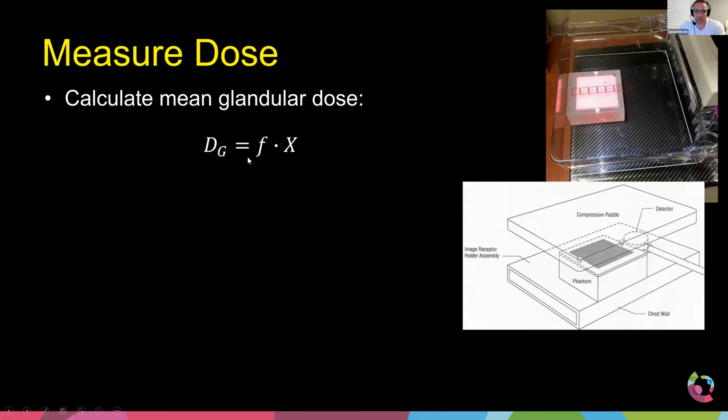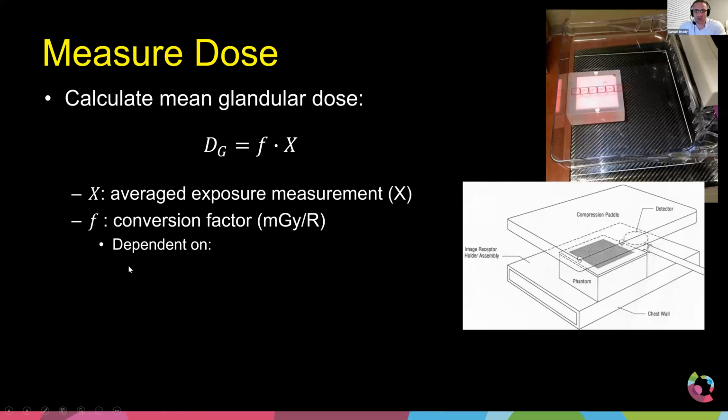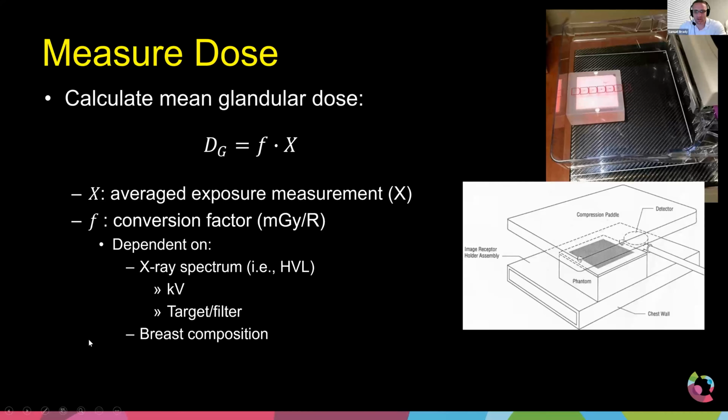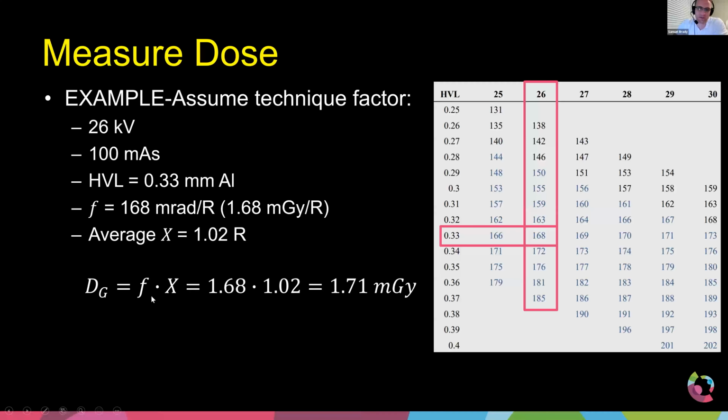So now we need to calculate or look up a correction value F to scale the exposure value, because it's obviously being measured here in air, and we need to make that an actual estimate for mean glandular dose. So how do we do that? These conversion factors are dependent on the half value layer, the beam spectrum or quality, which is dependent on kV, target and filter combinations, and our assumption of breast composition. Is it going to be 50-50? Is it going to be 25% glandular to 75% fat, etc.? And then obviously the breast thickness. Of course, the breast thickness using this phantom is standard, 4 to 6 centimeters.